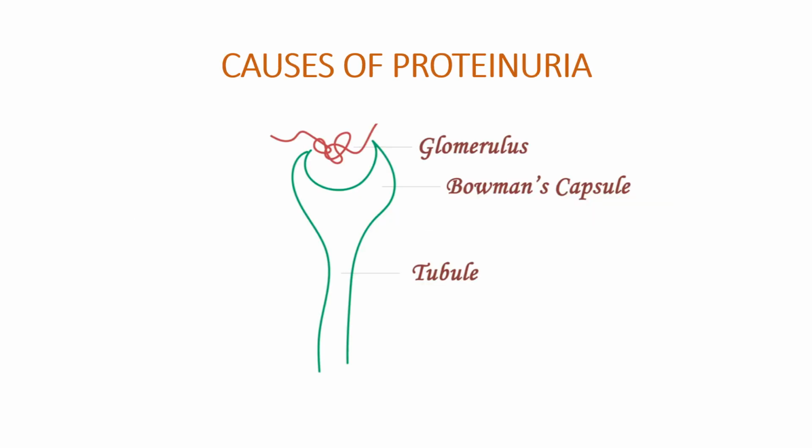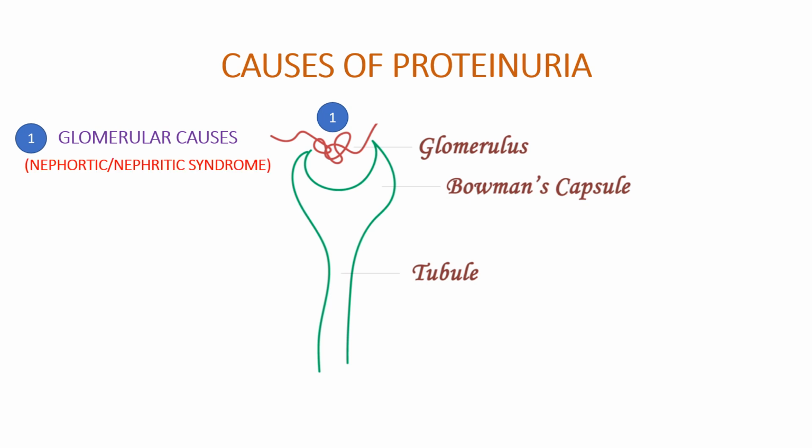So we'll talk about the causes of proteinuria. There are different levels of proteinuria which can happen. Number one, obviously, most of the proteins are stopped from getting filtered by the glomerulus. So if there is any damage to this glomerular filter, you can have proteinuria because the barriers don't work anymore. So the first cause of proteinuria is the glomerular causes, and a very good example of this would be nephrotic syndrome and nephritic syndrome.